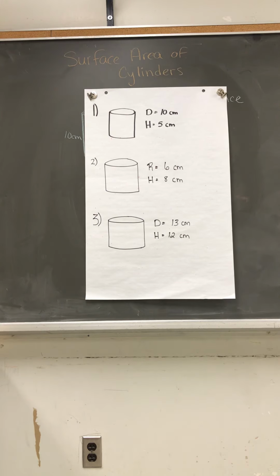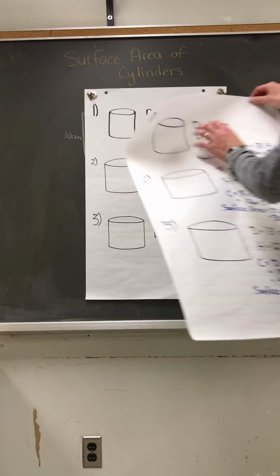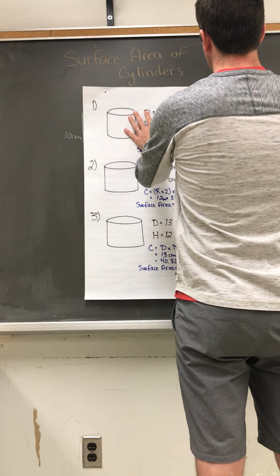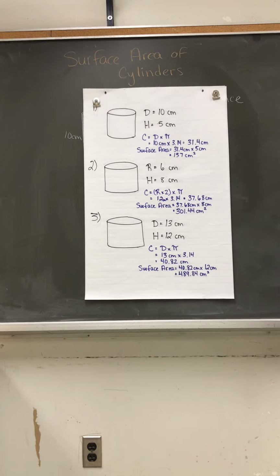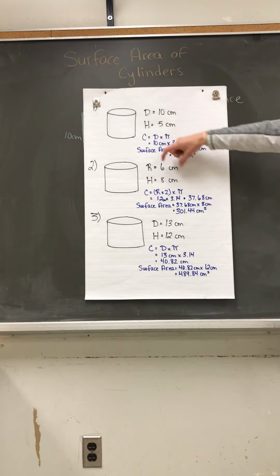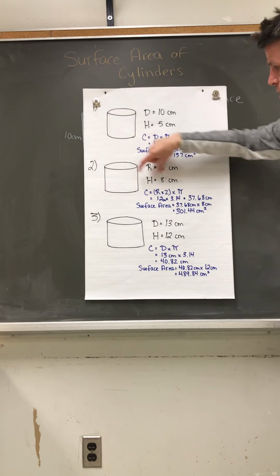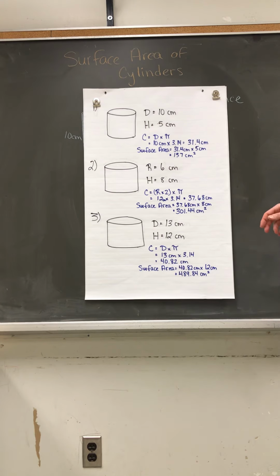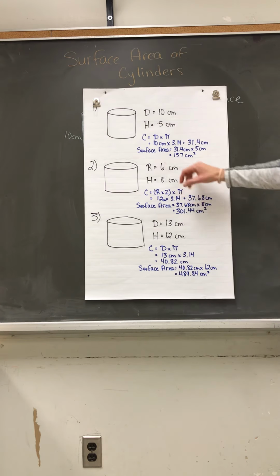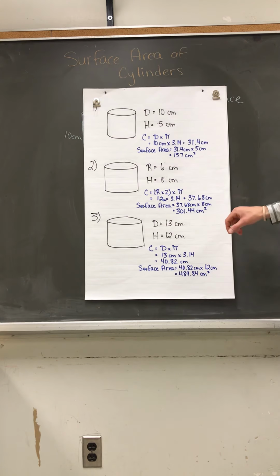And if we do that math, we should get for the first question a circumference of 31.4 times a height of 5 is 157 centimeters squared. In question 2, if the radius is 6, we know the diameter must be 12. 12 times pi gives us approximately 37.68 centimeters. We times that by an 8 centimeter height, we get 301.44 centimeters squared.